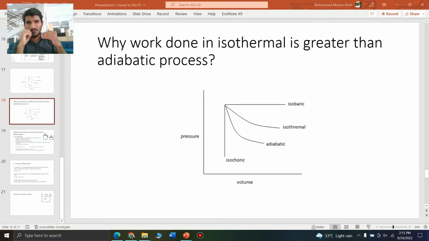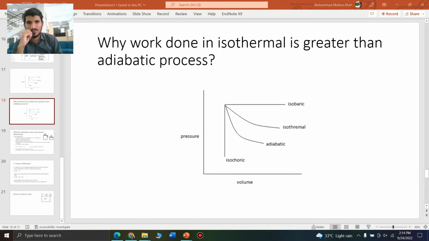So the work done in the isothermal process is greater because, as you can see, a smaller change in pressure will give us a larger change in volume. Again, when I change the pressure by a small amount, there will be a large change in the volume. Whereas in the adiabatic process, a small change in pressure will give me a small change in volume.